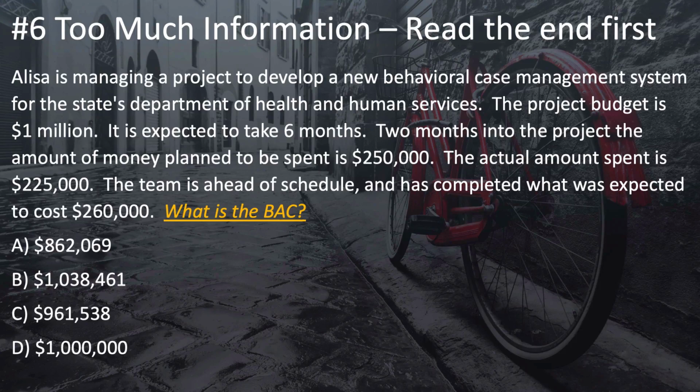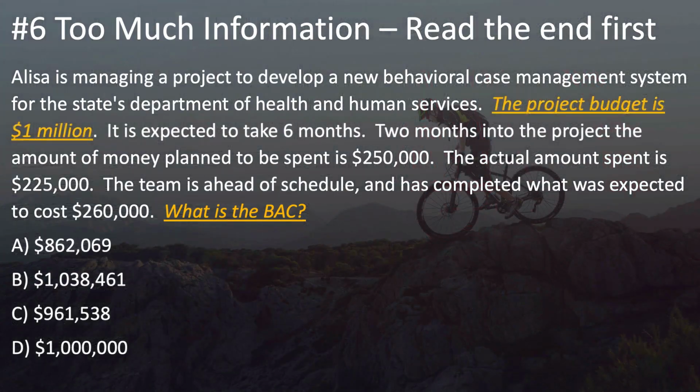In this case, what is the BAC, or budget at completion, which is the same as the project budget. See, if you've gone to the end of the question first, then you can go back to the beginning and quickly scan for the project budget, and it's right there, $1 million. All of the rest of this detail is irrelevant.